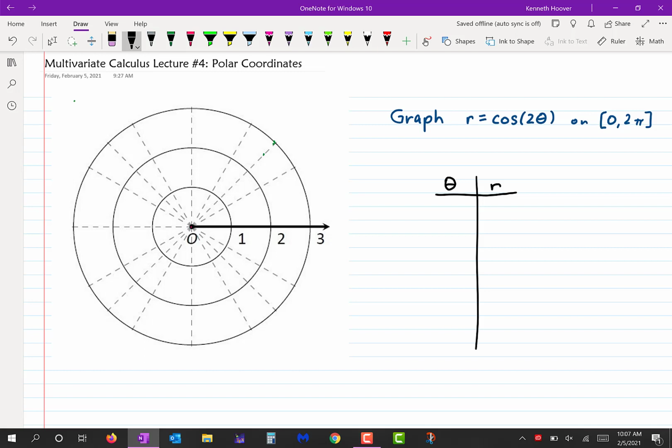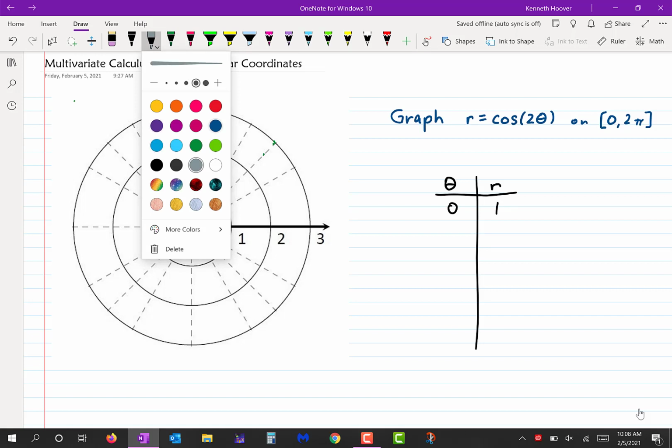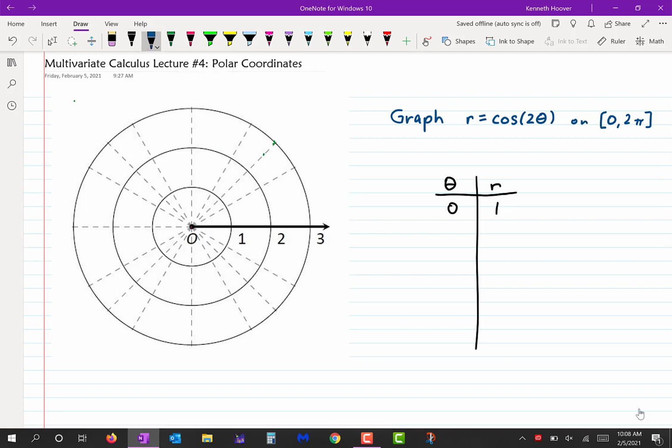So, when theta is 0, what's r going to be? It's going to be cosine of 0, correct? Which is going to be 1. So we need to place a point at 0, 1. Okay, let's go ahead and do that. So that's going to be right here, correct? An angle of 0, a radial distance of 1.